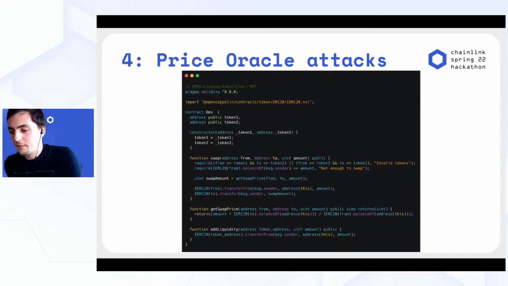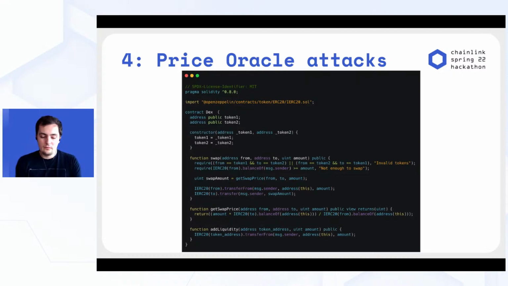Okay, the fourth and final common vulnerability is the so-called price oracle attack. I wrote the simplest DEX ever here. It has only one liquidity pair, so we have two storage variables, token 1 and token 2, their addresses. And there's an add liquidity function at the bottom, which basically just adds liquidity to this DEX, simple as ever. And there is a swap function, which at some point needs getSwapPrice. getSwapPrice is a view function, which basically returns the price by amount. You multiply that amount with the balance of the destination token in the DEX and divide that value by the balance of the source token. And you'll have some price, right?